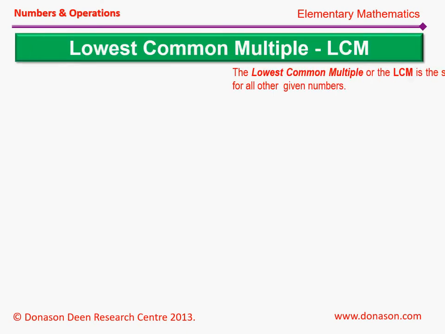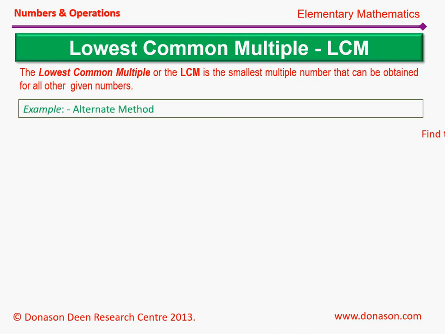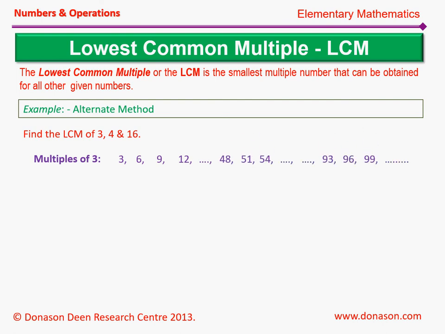Now the alternate method we want to look at is the smallest multiple, because the word lowest tells you it is the smallest multiple that can be obtained for all the other given numbers. So let's say we want to do the same question. Find the lowest common multiple of 3, 4 and 16, and of course this can be quite a tedious method, but just to be aware of it, it is quite easy to comprehend. So multiples of 3 would be 3, 6, 9, 12 and so on and so forth. So we're going to just keep writing down first multiple, second multiple, third multiple and so forth all the way to a certain number.